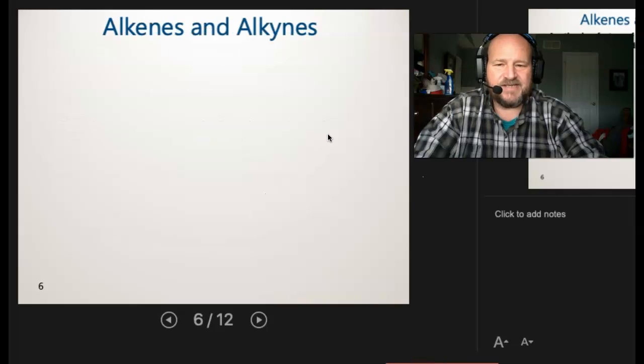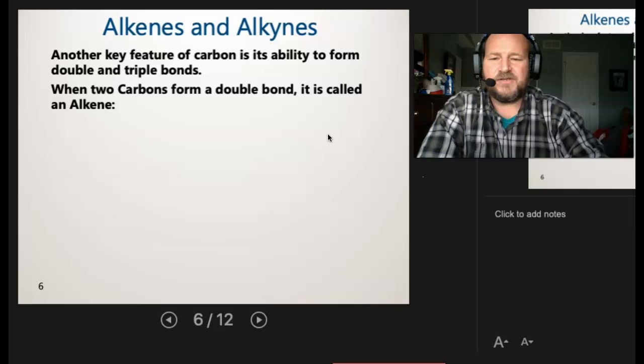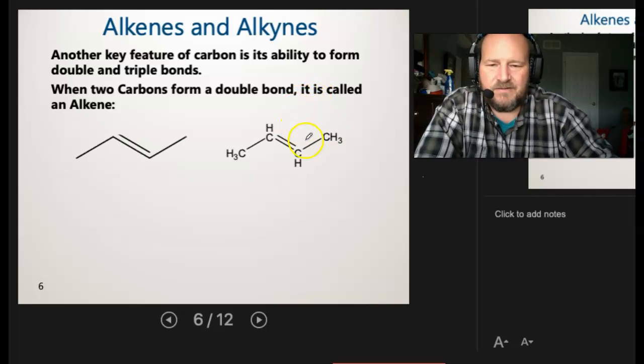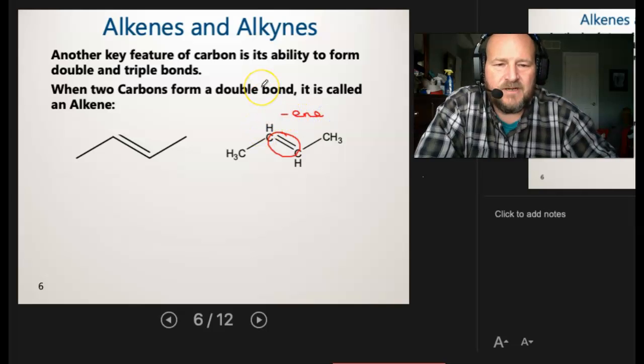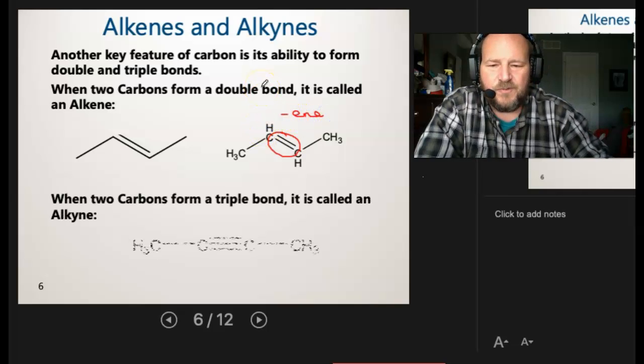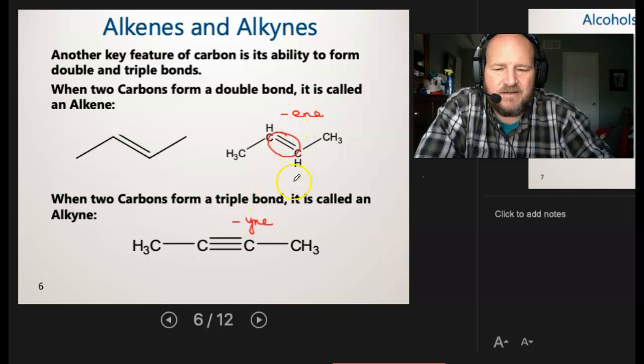So alkenes and alkynes. Remember I said multiple bonded carbons. Whenever we have a multiple carbon-carbon bond, so here we have the double bond between two carbons, that's going to be an alkene, E-N-E. If we form a triple bond, it's going to be an alkyne, and that's where we're going to get a Y-N-E. So double bond, alkene; triple bond, alkyne.